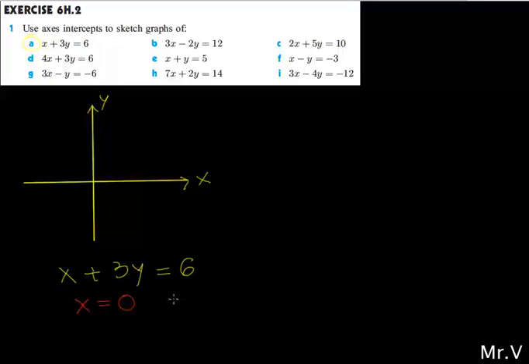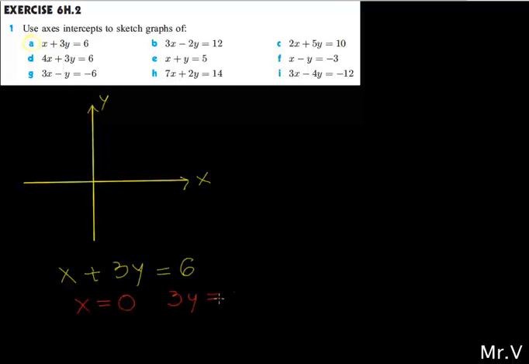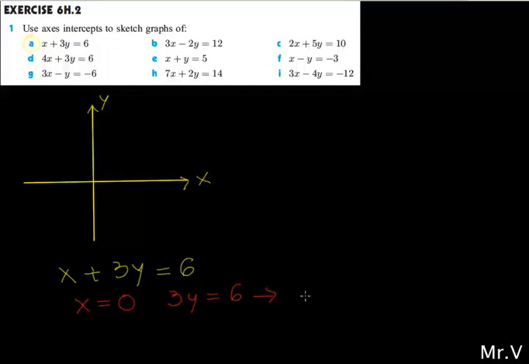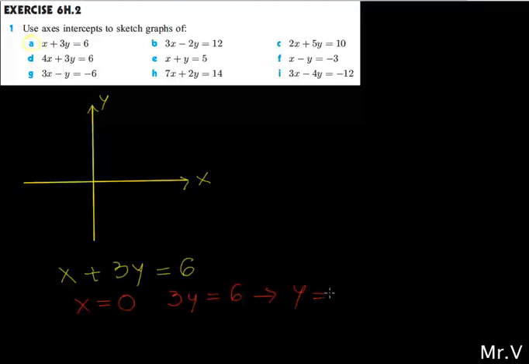So by doing that, this value is 0. If that is 0, it doesn't exist, what I have left is 3y equals 6. And using simple math, I isolate y by dividing by 3 on both sides, and I get that my y is equal to 2. And that's it. The y-intercept is 2. 1, 2. Okay? That's my first point.